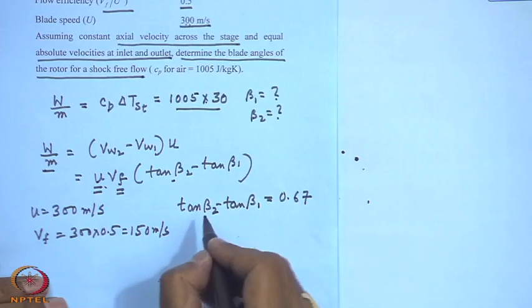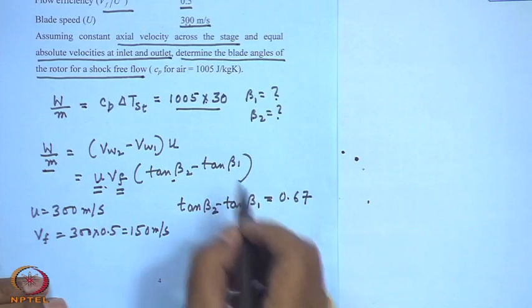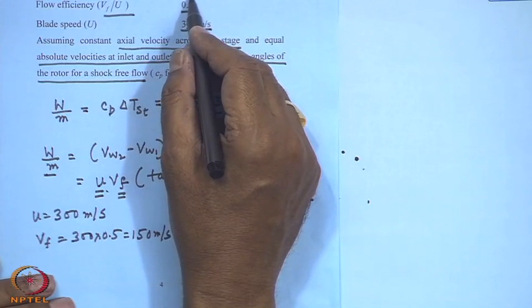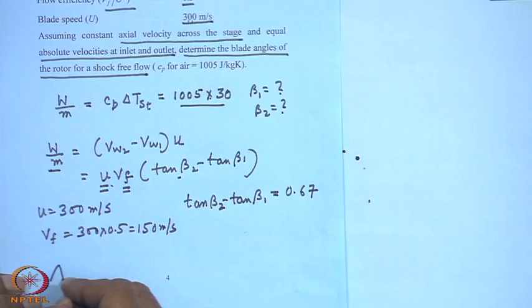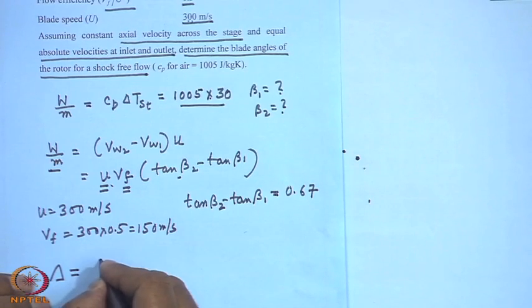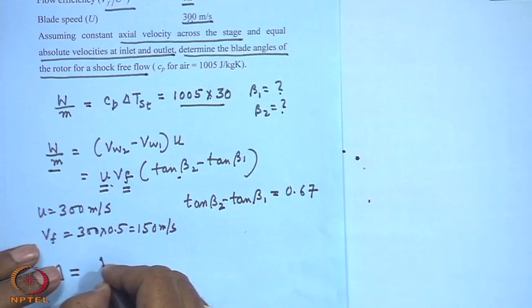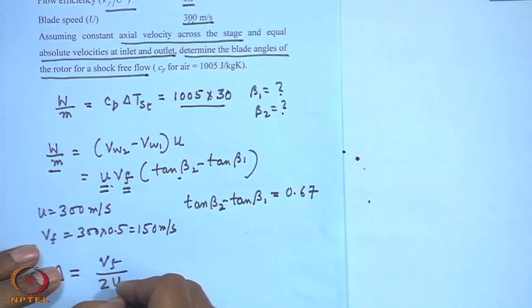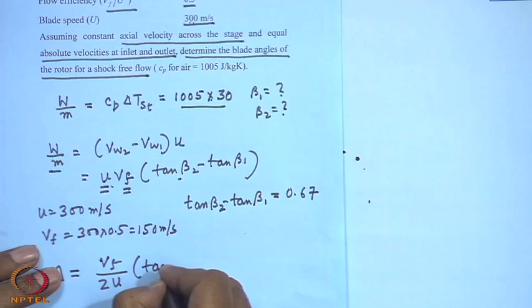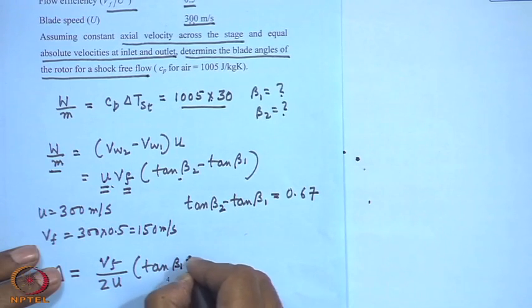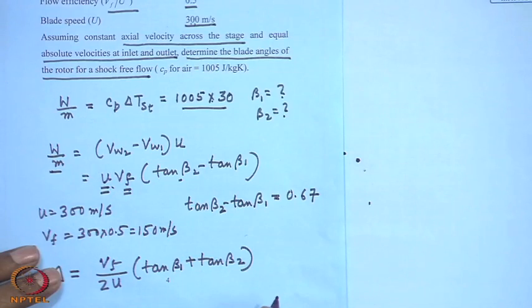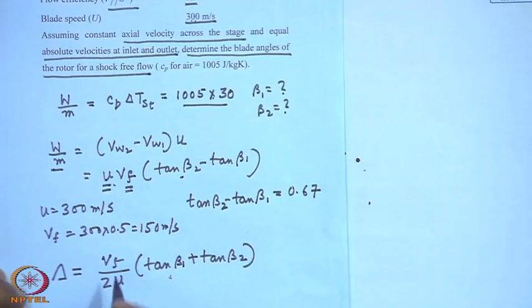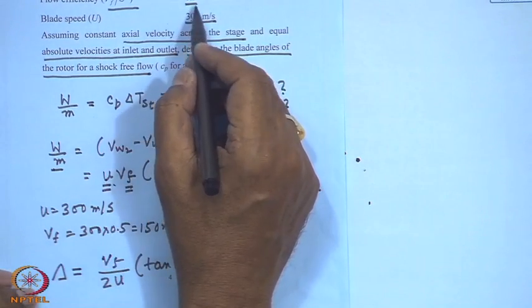Now, we have to get another relationship relating beta 2 and beta 1, that will come from the relationship of degree of reaction. Now, degree of reaction, if you remember, is given by Vf by 2U, tan beta 1 plus tan beta 2. If you remember, today, or last class, we have done it. So, we have done these things. So, here also we know Vf by U. Vf by U is 0.5.